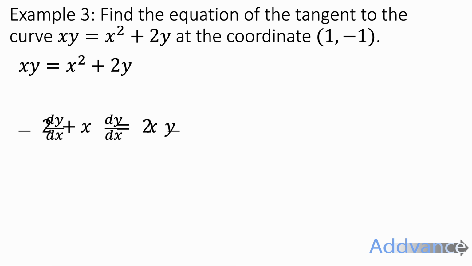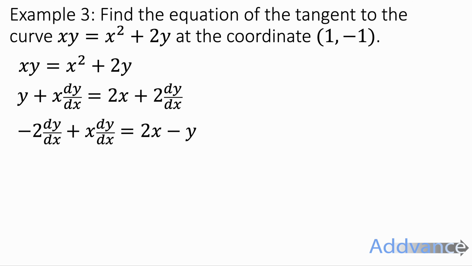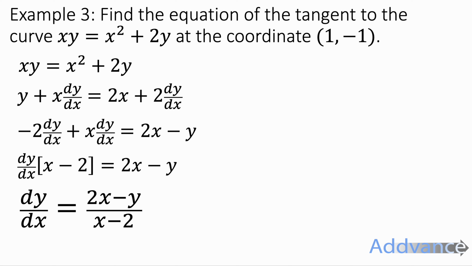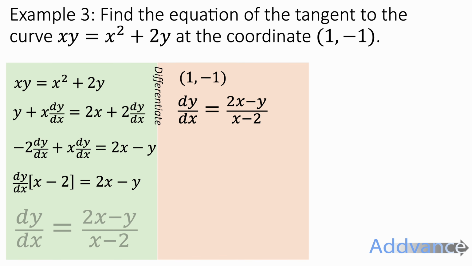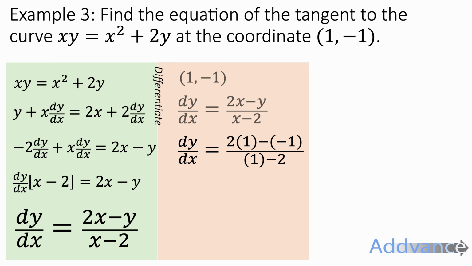Okay, so that is just differentiated implicitly as we've done before. We're going to rearrange and make dy over dx the subject of the formula. And we'll divide like this. So dy over dx is 2x minus y over x minus 2. We've differentiated now, that's the first step. Our next step is to substitute in the coordinate, which is (1, minus 1). So x is 1, y is minus 1. We substituted that in there. And we can evaluate that using our calculator or just doing it in our heads. And so we get the gradient at this point is minus 3.